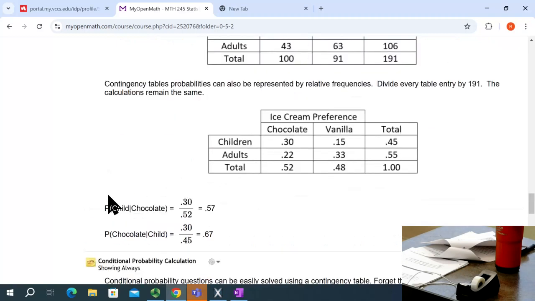Here's the useful thing. This is conditional probability. What's the chance of a child, given that you've got someone who likes chocolate? This is the condition. Likes chocolate. What's the chance of a child, given that they like chocolate? 30%. Here's a child. How many are in chocolate? The given condition restricts the row or the column.